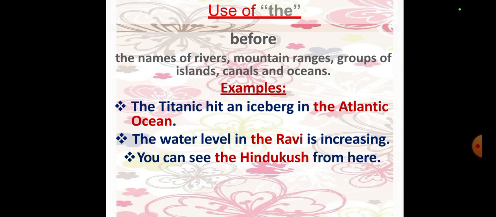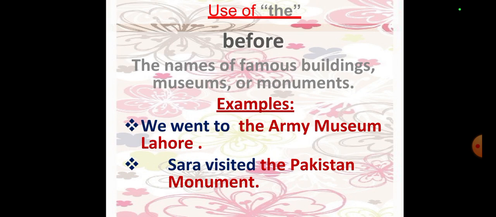"The water level in the Ravi is increasing." The Ravi, because it's the name of a river. "You can see the Hindu Kush from here." The Hindu Kush is a mountain range, so we use "the".